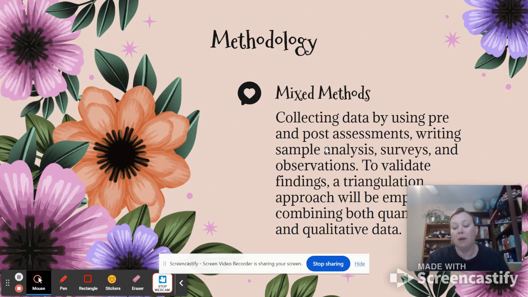So moving on to my methodology. Basically, long story short, I would use mixed methods. I would collect data by using pre and post assessments. I want to see what their writing looks like before, during, and after. I want to have writing sample analysis, surveys, and observations. And to validate all of my findings, I want to triangulate my approach and combine both quantitative and qualitative data.